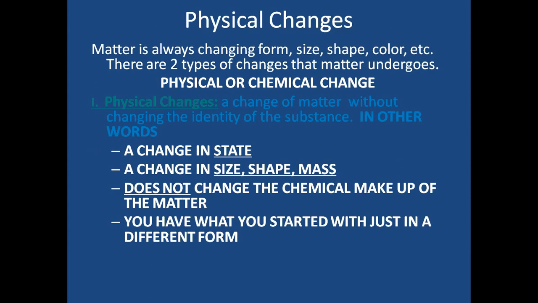Now, physical changes. Matter is always changing form, size, shape, color, etc. There are two types of changes that matter undergoes: physical or chemical change. Physical changes occur when matter changes without its actual identity changing in terms of the substance. In other words, a change in state, a change in size, shape, or mass does not change the chemical makeup of matter, and you have what you started with just in a different form. That is a physical change.